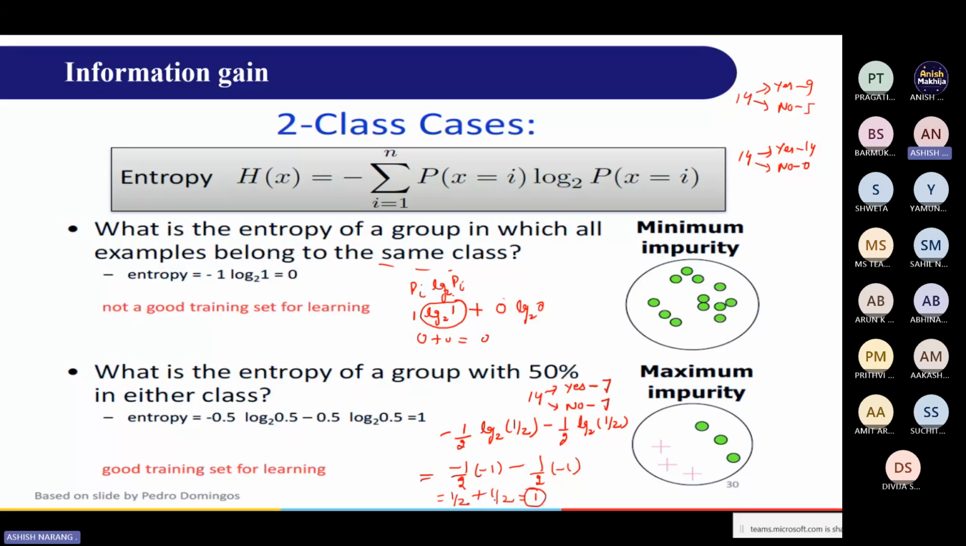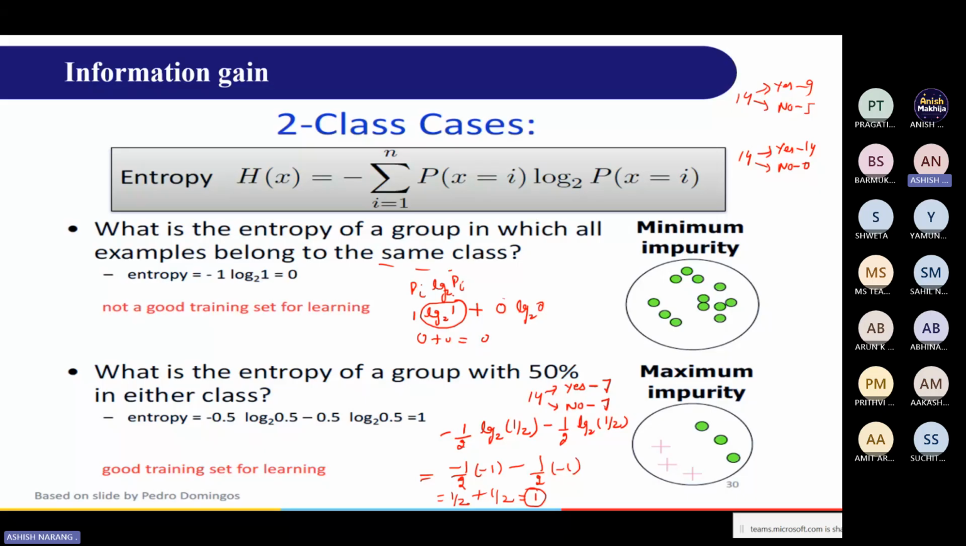So this is the highest entropy. When 50% of the records belong to one class and 50% of the records belong to the other class, that is the highest entropy, the highest impurity that we can have. If it's a 60-40 split, it will be reduced a bit. If it's 70-30, it reduces further, 80-20, further reduced. Is the concept of entropy and how it relates to impurity fine? Is this clear to everybody?